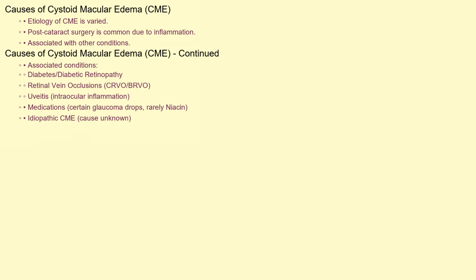However, CME can also be associated with a number of other conditions, including diabetes, particularly diabetic retinopathy, retinal vein occlusions, such as central retinal vein occlusion or branch retinal vein occlusion, uveitis, which is inflammation inside the eye, and certain medications, such as some glaucoma drops or, rarely, niacin. In some cases, the cause may even be unknown, referred to as idiopathic CME.